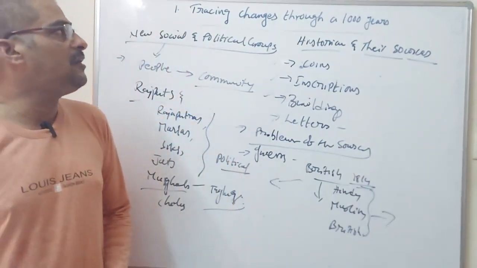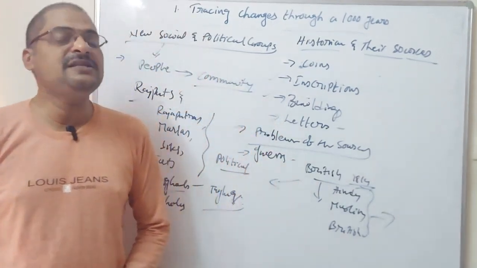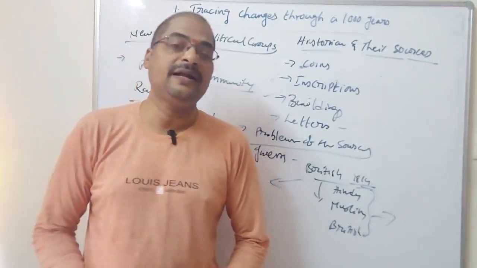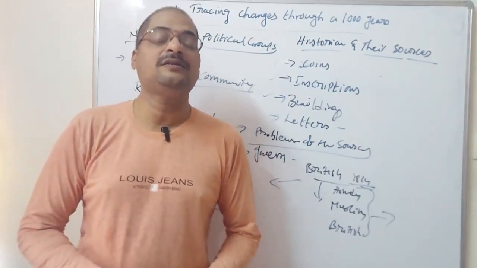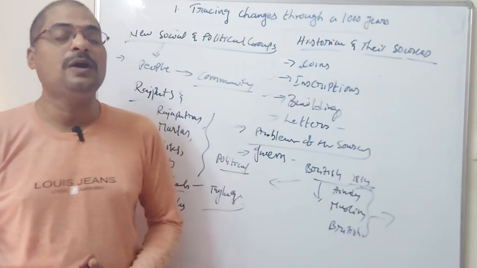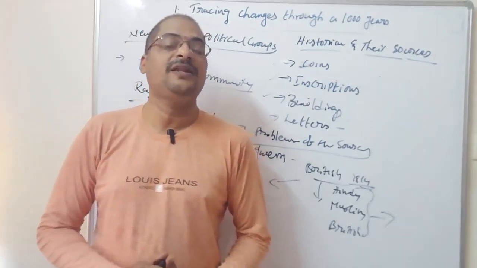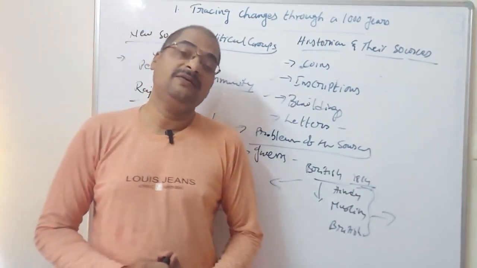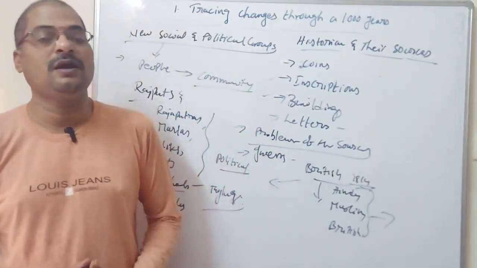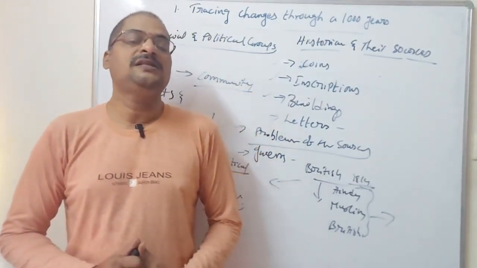So this is a lesson of tracing changes through 1,000 years. Many changes occurred. We will get many HOT questions, higher order thinking questions, asking about the society in olden days, the comparison of the ancient and modern period, and the modern period to the medieval period, and what changes occurred in trading and all kinds of things. This is the lesson.